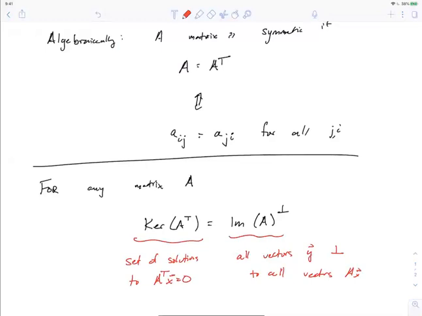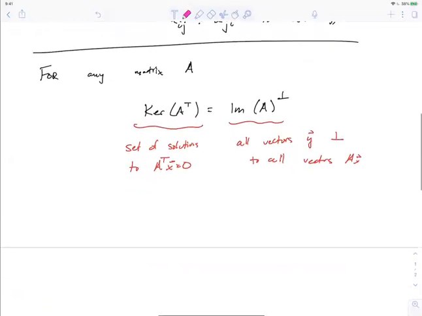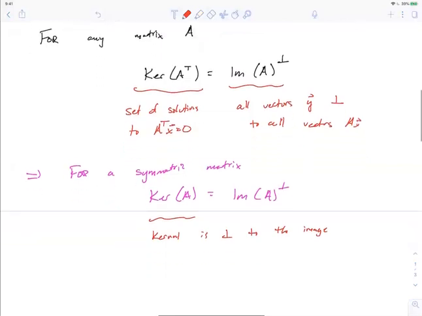And the key thing why we care about this in the context of symmetric matrices is, what does this say for a symmetric matrix? This says that for a symmetric matrix, the kernel of A is equal to the image of A perpendicular. Or more precisely, the kernel is perpendicular to the image. So when you've been doing these before and after graphs, a lot of times the kernel and the image are in different graphs. But for symmetric square matrices, those are going to be in the same space.